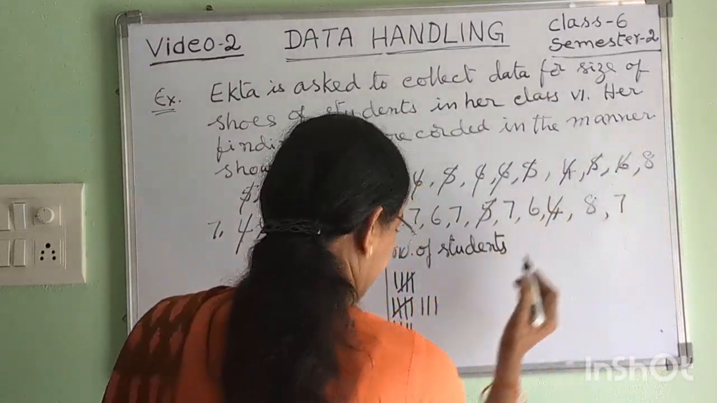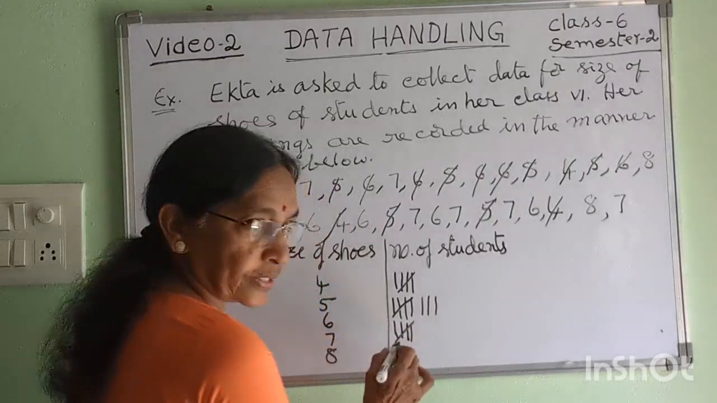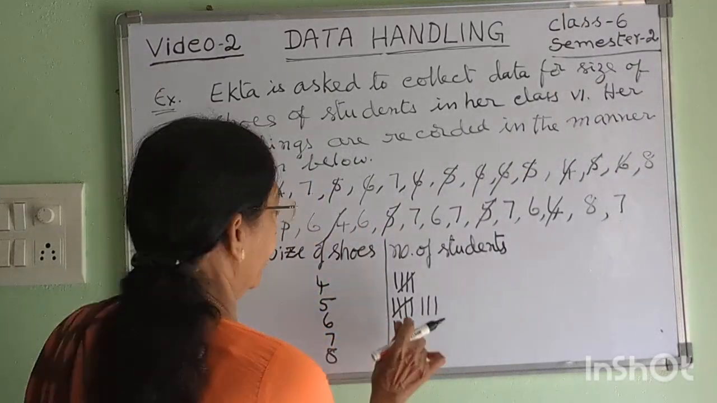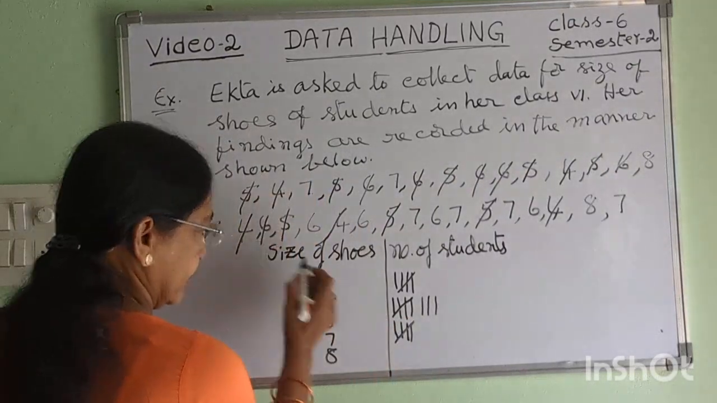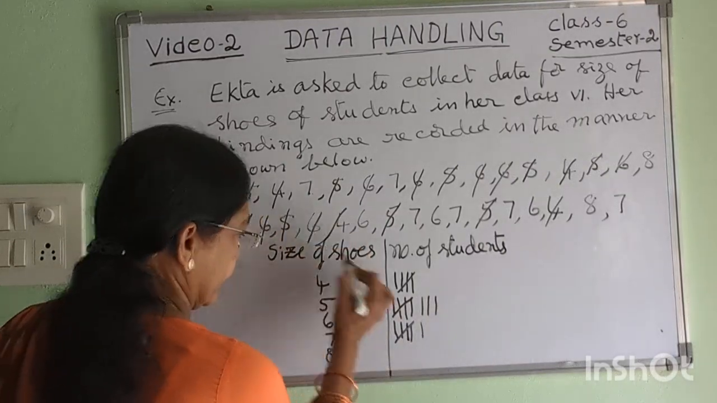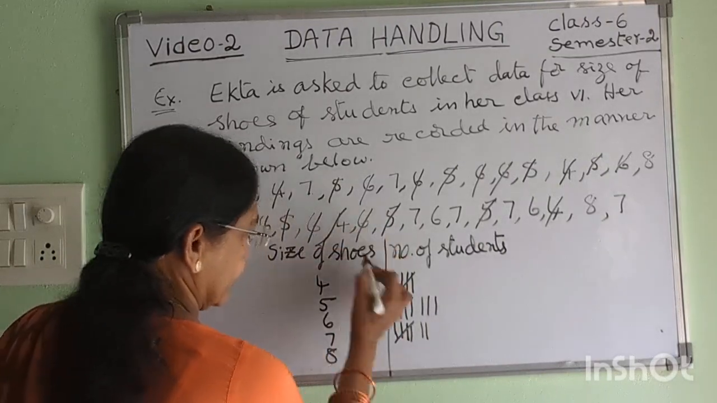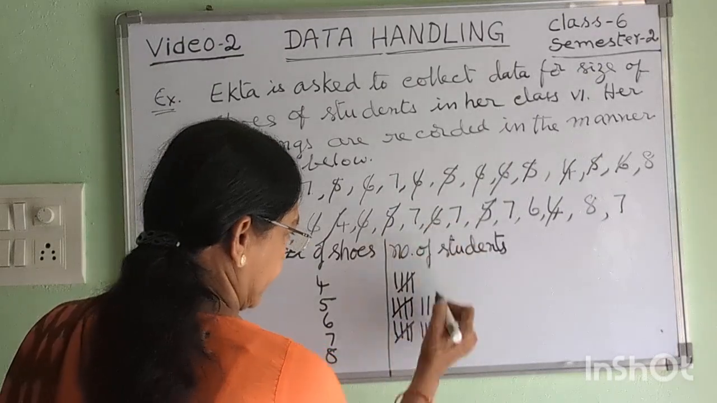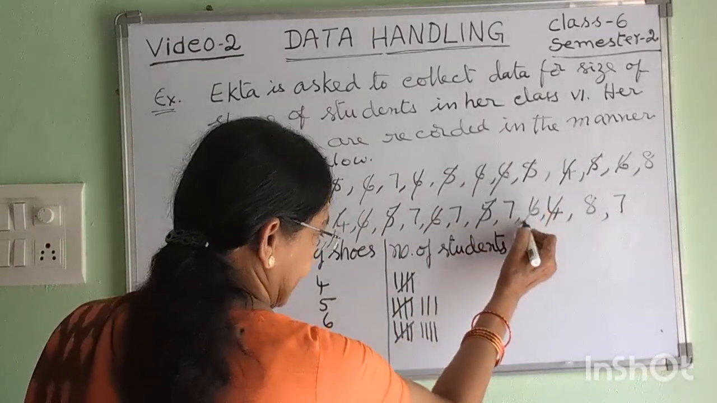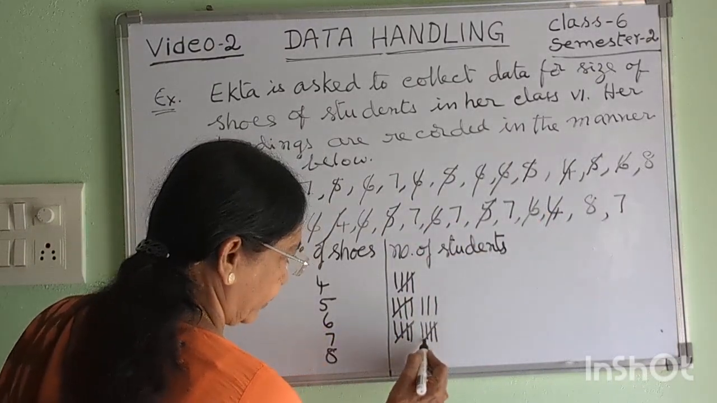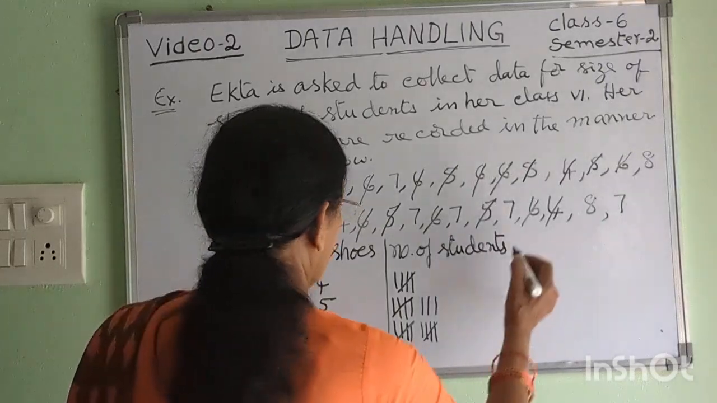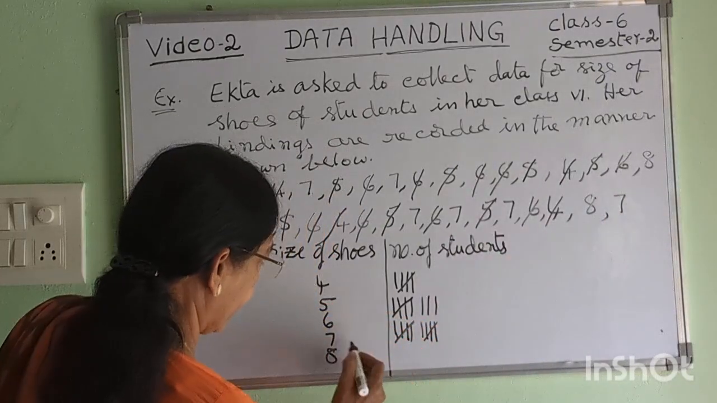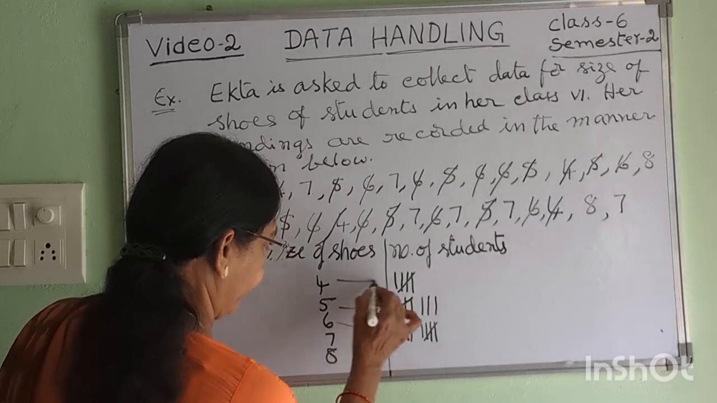Next 6, for 6, 1, 2, 3, 4, next the 5th student, we will cross it, the 5th number we will cross the 4 numbers. Next 1, another 6, another 6, another 6, another 6. After 4 we have to mark it cross. That's all.